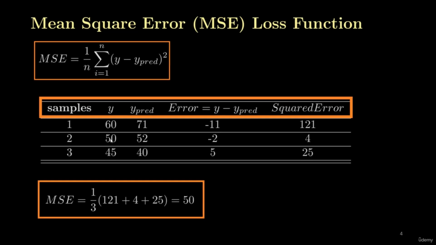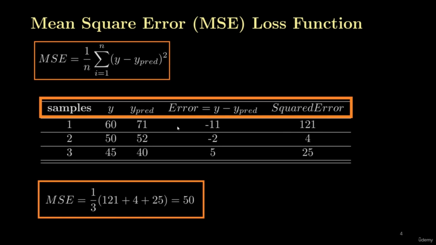Similarly, for the second sample, y is 50 and y pred is 52. If I calculate the error for this sample, I will get -2, and the square of -2 is 4. Similarly, for the third sample, we have an error equal to 5. If I square the error, I will get 25. So all these are squared errors. If I sum them and divide by 3, since we have 3 samples in this dataset, I will get the mean square error.